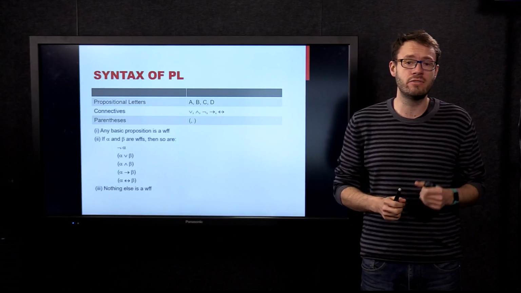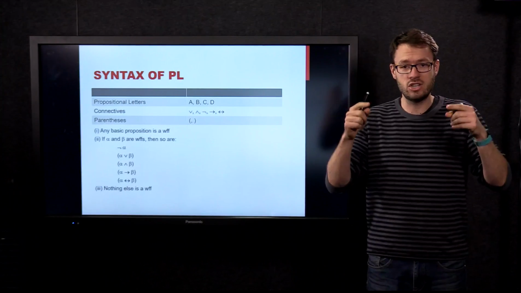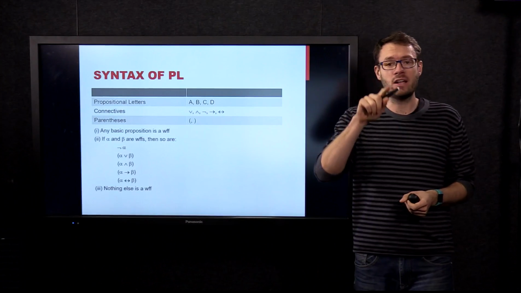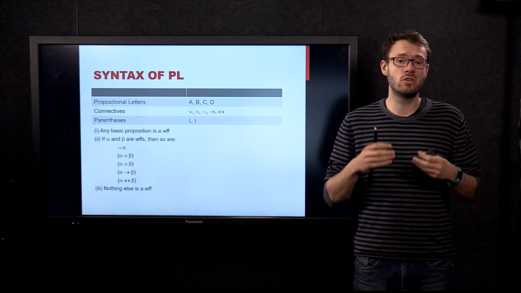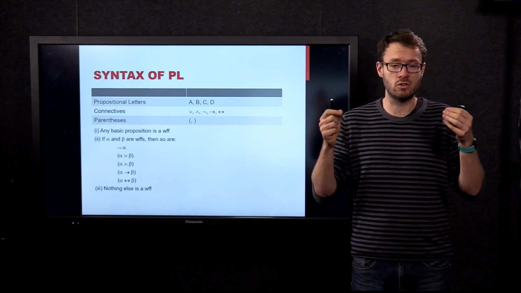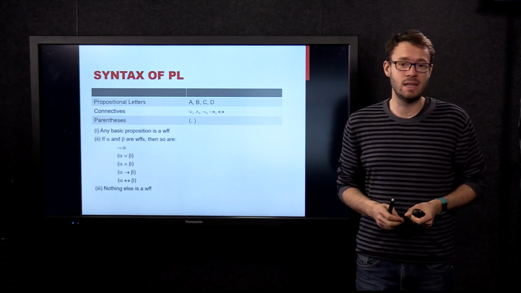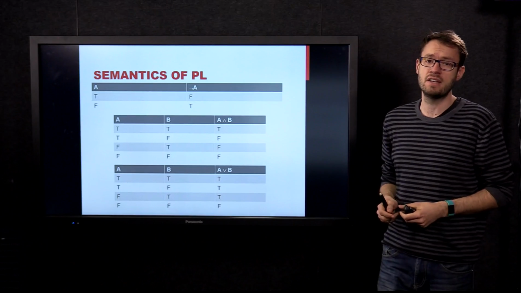The or connective is the disjunction: either A or B is true. The wedge is the conjunction, the and: A and B are true. The angle bracket is the negation, which says it's not the case that something is true. The arrow is the if-then, and the biconditional is for when two things stand or fall together. Then we have brackets in order to eliminate ambiguities. Following on from the syntax, we have the semantics of the language.